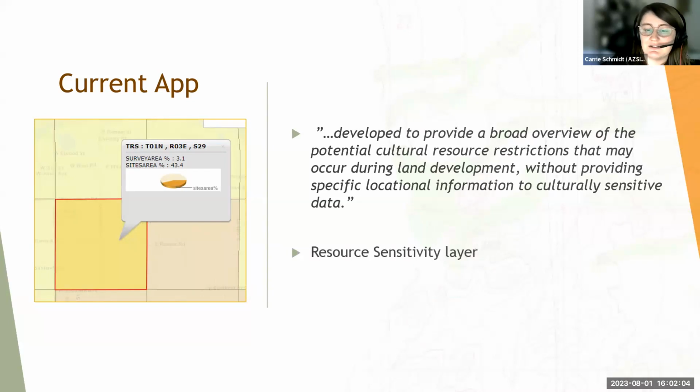The main layer is called the resource sensitivity layer. And this was developed taking from the Bureau of Land Management, the PLSS, Public Land Survey System grid by section and determining what percent of that area is comprised of archaeological sites.